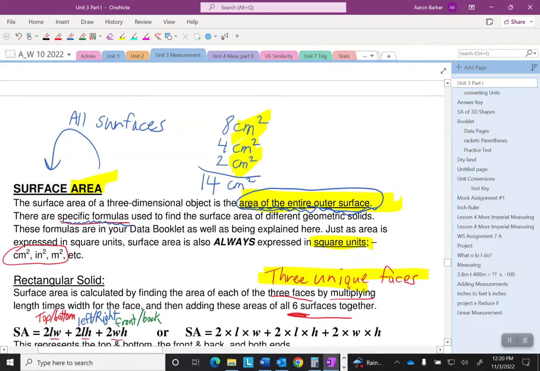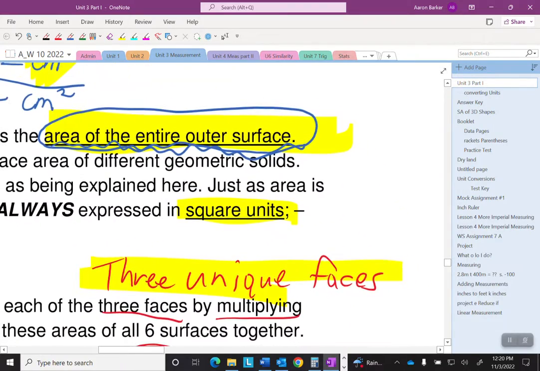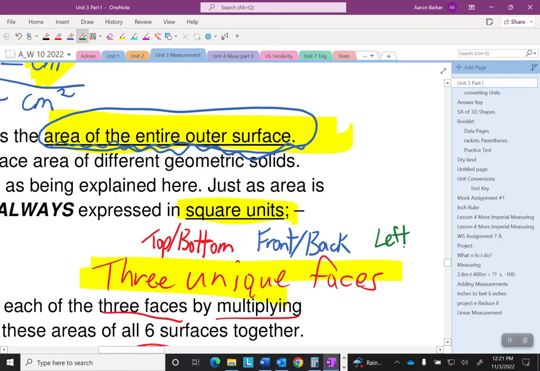So when you're doing the rectangular solid, you have to remember that there are 3 unique faces. Those unique faces are the top and the bottom. Those 2 are unique. You have a front and a back. And lastly, you have a left and a right. Okay, those are 3 unique faces for your rectangular prism. Basically, you have to have 3 sets of unique multiplications, right? 3 sets of unique multiplications.